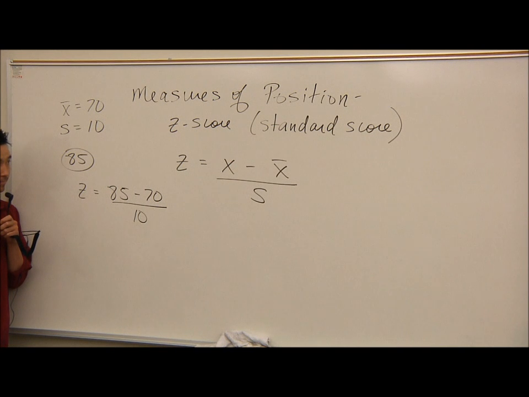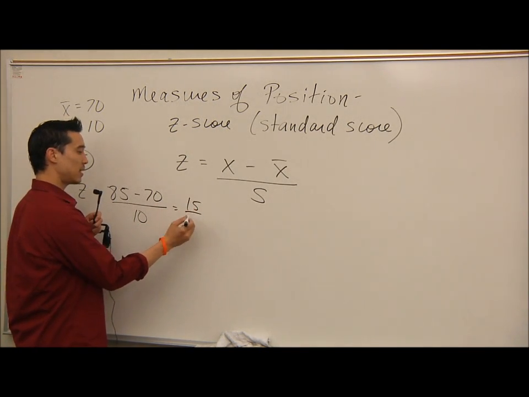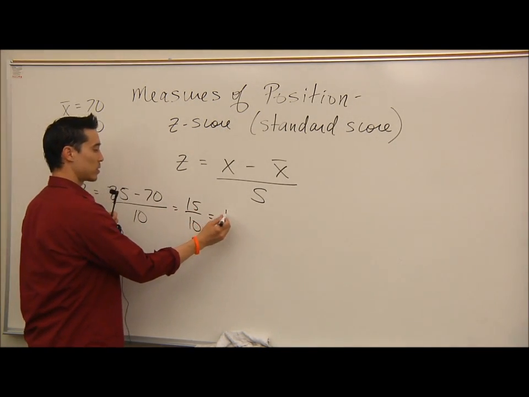Well, you said Z was 85? No, we're trying to figure that out. So X is 85, right? Yes. X is the individual score. What does this come out to? 15 divided by 10, which is 1.5.